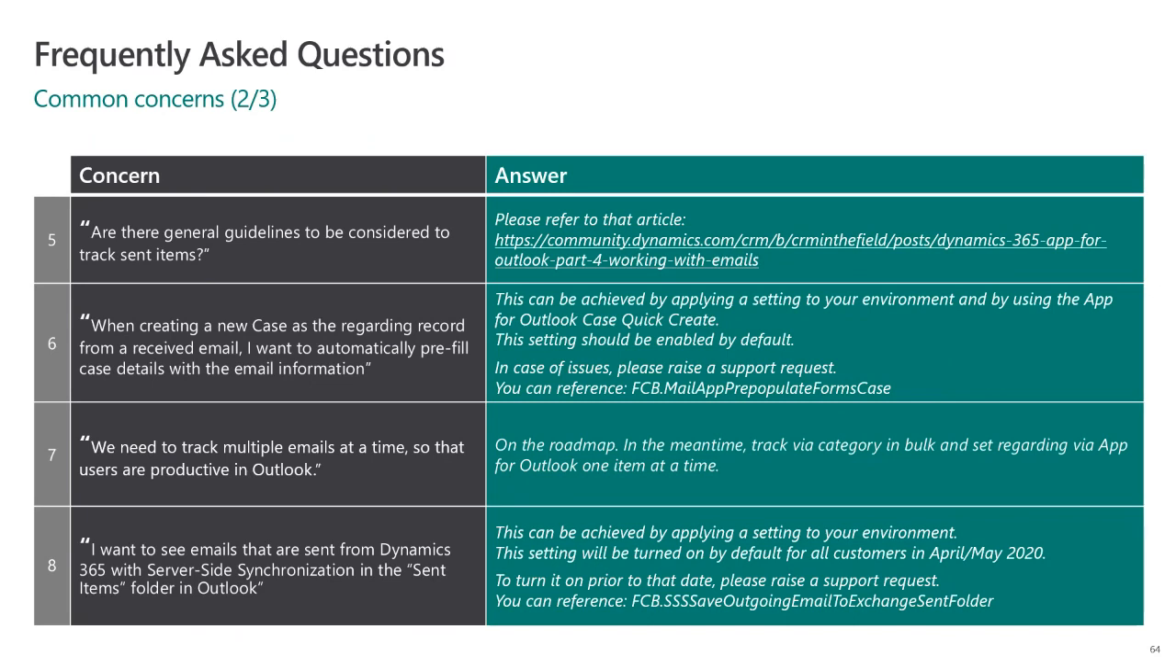If you want to see emails that are sent from Dynamics 365 with server-side synchronization in the sent items folder in Outlook, same, this can be achieved by applying a setting to your environment. By the way, this setting will be turned on by default for all customers in the April-May timeframe of this year. If it's not the case or you want it earlier, you can also reach out to support to enable the setting that allows any email that is sent from Dynamics 365, not from Outlook, but that email to be reflected in the sent items folder in Outlook for your users.